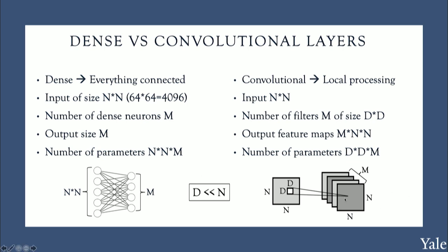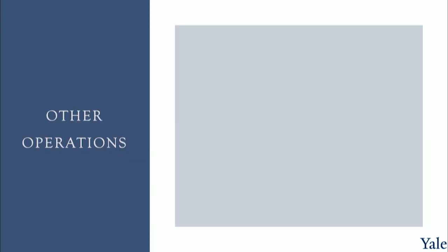And this expressiveness and computational savings of convolutional layers is another key factor for making them the primary workhorse in image analysis problems. Now, there are many other types of neural network layers to perform other operations.